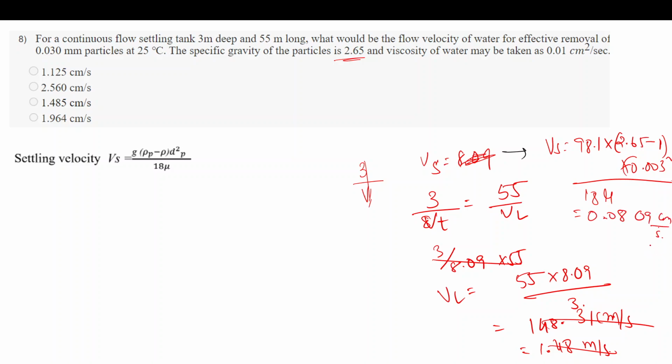centimeter per second. And in case you want to find out horizontal velocity, it will be here 0.089. So it will give you 1.485 centimeter per second. I hope you are clear with this.